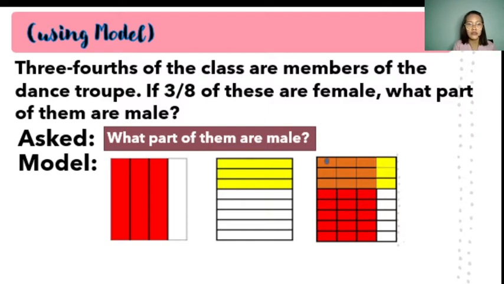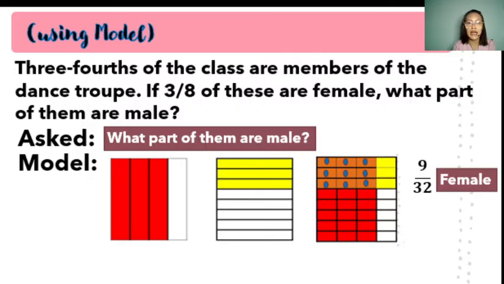So, let's count. 1, 2, 3, 4, 5, 6, 7, 8, and 9. So, that will serve as our numerator. And then, denominator natin is 32. Kapag binilang natin yung part na yan, that is 32. And then, this product represents the female. So, yung female po yan. Pero, ang hinahanap natin, again, is the male.